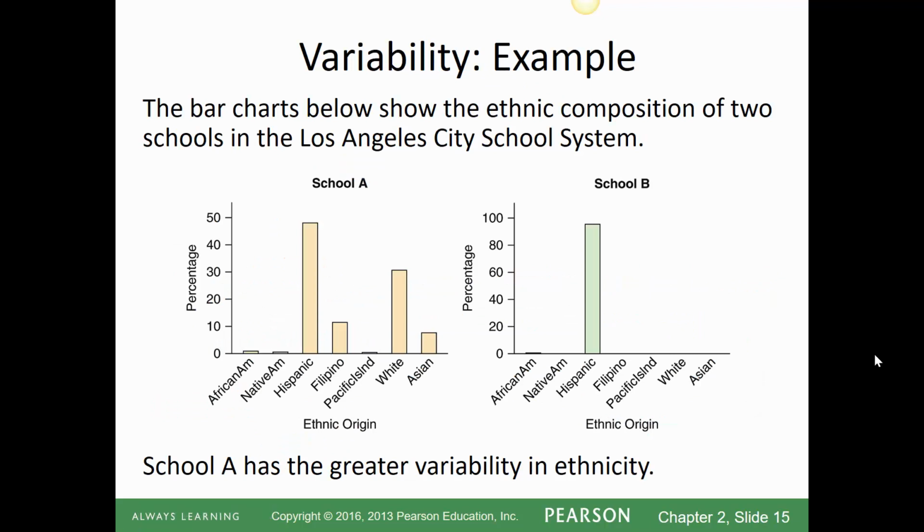So here's a variability example. We have two different school systems, and it says the bar charts below show the ethnic composition of two schools in the Los Angeles City school system. We have school A and school B, and you can see along the horizontal axis we have the ethnic origin, and along the vertical axis is percent. When comparing these two, school A has the greater variability in ethnicity. They have more people in the different categories. So that's one big thing to look for and notice the difference here. In school B, primarily all the students are Hispanic, whereas in school A, they have more diversity.